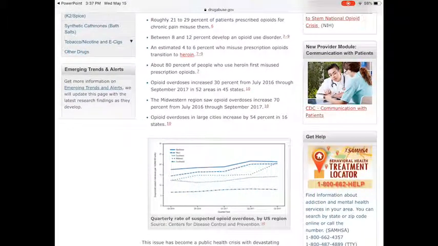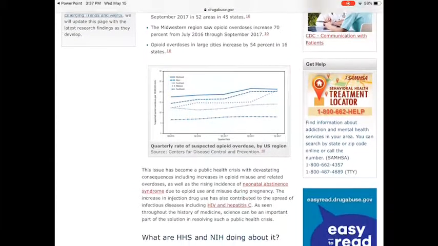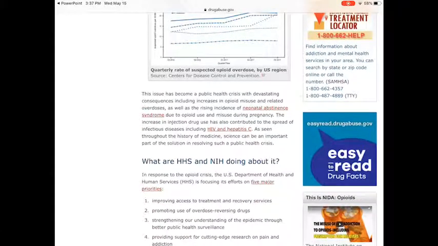What do we know about this? Interesting, when we looked at the heroin rates really going up, well, it says here that about 80% of people who use heroin first misused prescription opioids, so that can be the gateway to heroin, which then causes a lot of the drug deaths.